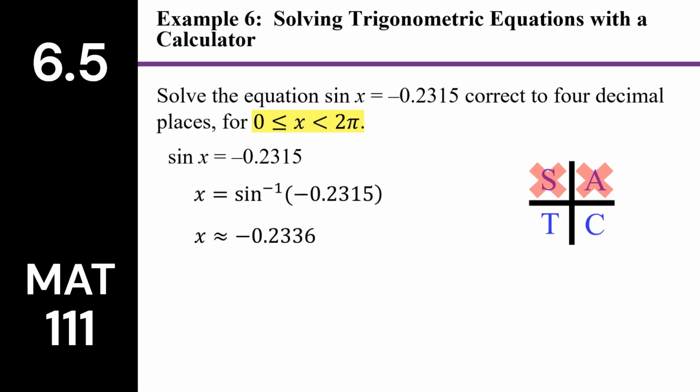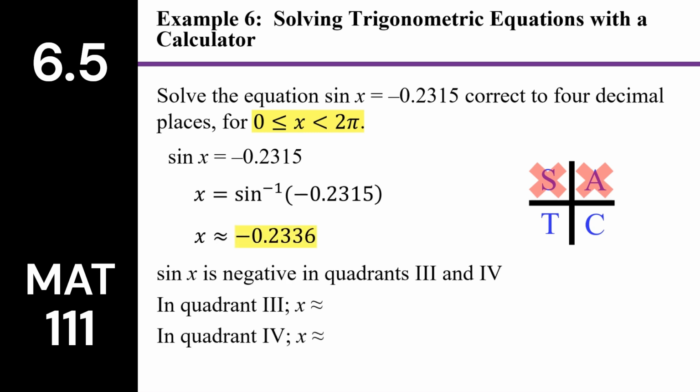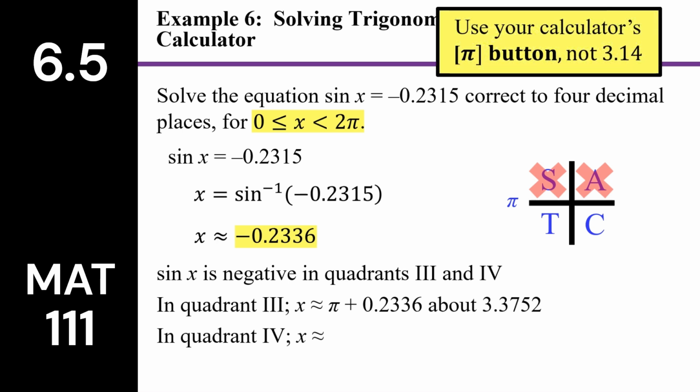Since we're looking for our values over the interval from 0 to 2 pi, we can't even have that negative angle, so we're going to have to use it as a reference angle. The sine is negative in quadrants 3 and 4. In quadrant 3, we're going to start with pi, and from pi we're going to add 0.2336 to go further into that third quadrant. When we add those together, we get 3.3752.